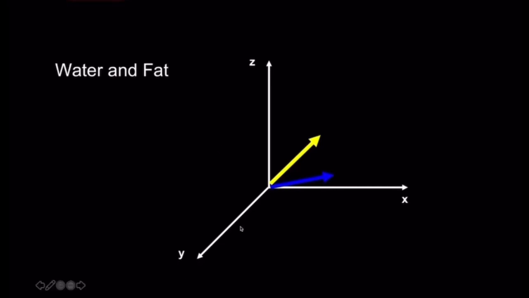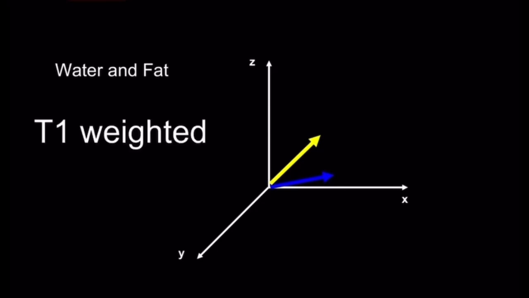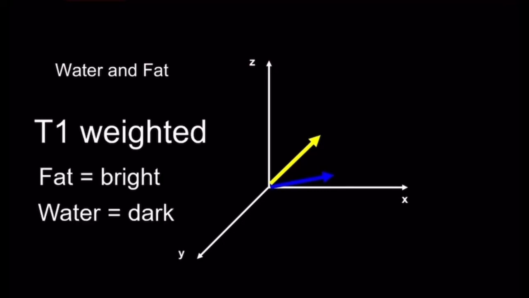Fat now, after some time, has a much larger component than the water in the z-axis. The fat has recovered quite a bit more in the z-axis. So when we apply another RF pulse at this point again, the fat is going to have a lot more signal than the water. On pulse sequences that are T1 weighted, fat is going to be very bright, and water is going to look relatively dark.